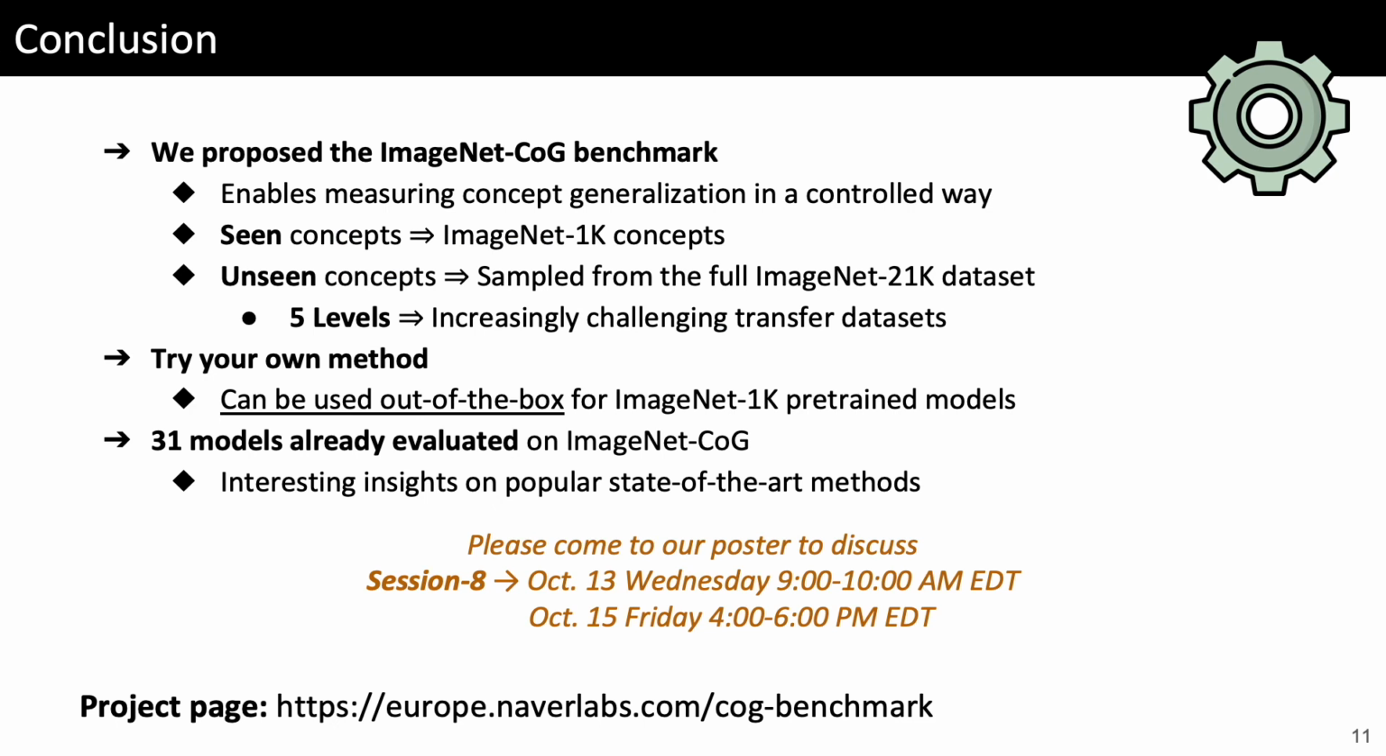To conclude, we propose the ImageNet-CoG benchmark for measuring concept generalization in a controlled way. The seen concepts are the concepts in the ImageNet-1K dataset, whereas the unseen concepts are sampled from the full ImageNet-21K dataset and arranged in levels which are increasingly challenging transfer datasets. This naturally makes ImageNet-CoG usable out of the box for ImageNet-1K pre-trained models. Our evaluations revealed several interesting insights on popular state-of-the-art models. Please come to our poster to discuss them in detail.